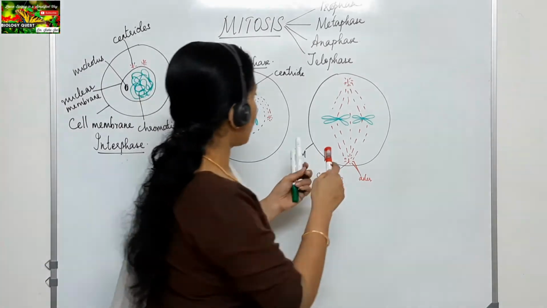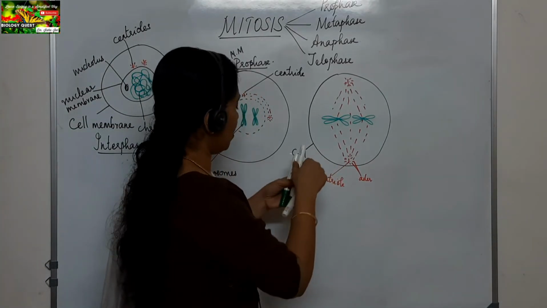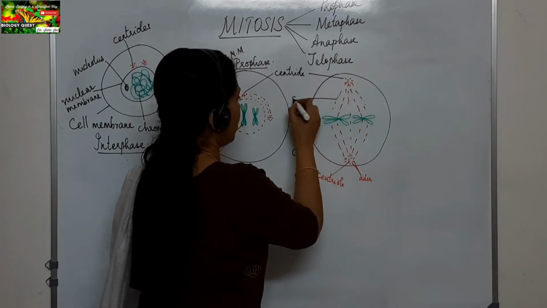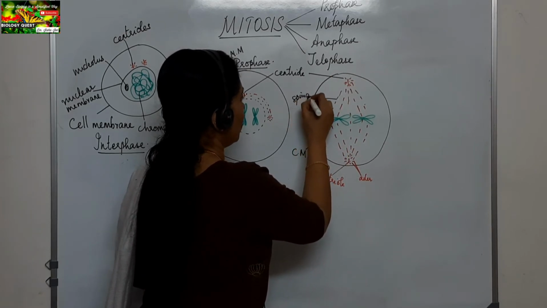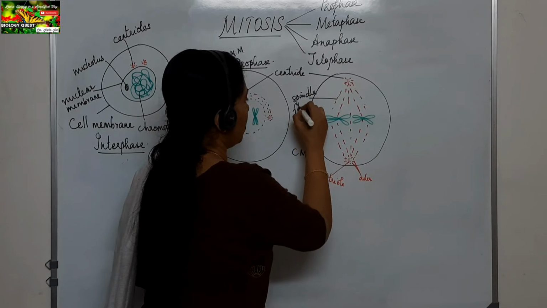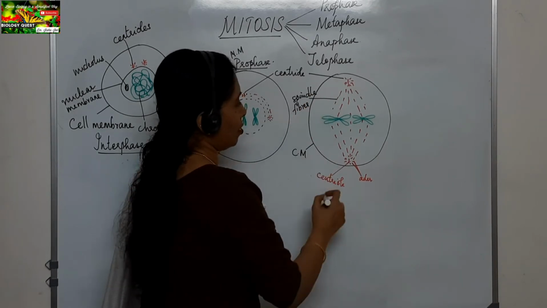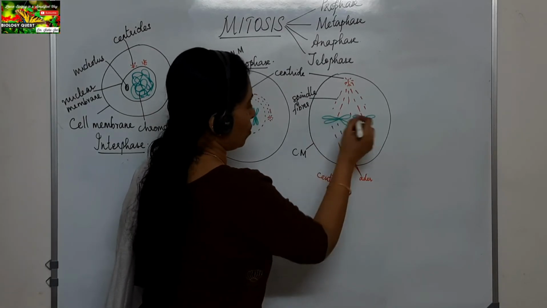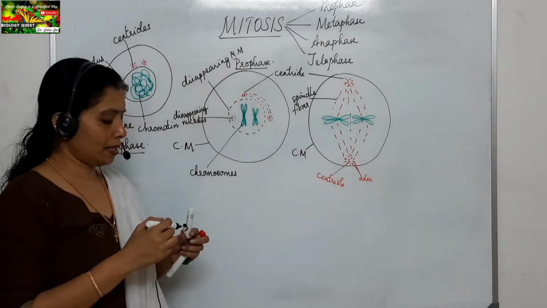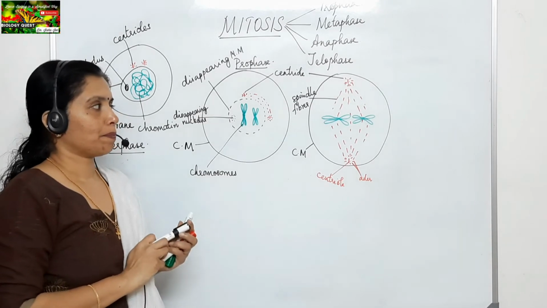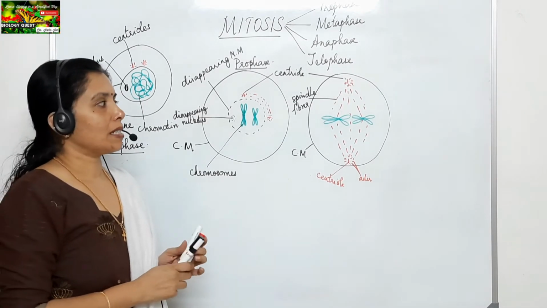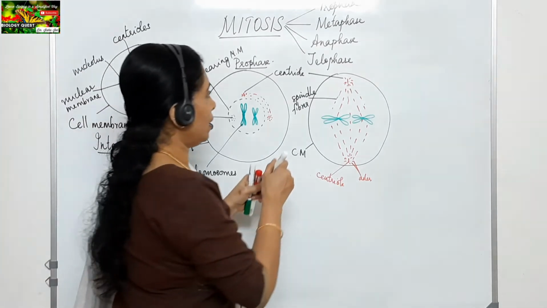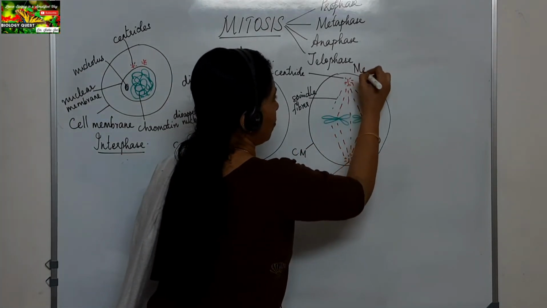So, labeling is not complete. They are the centrioles. That is the centriole there. You can label the spindle fibers, the chromosomes. These are the chromosomes. The centromere, all these can be labeled there. Okay, so that is the metaphase stage. Now moving on to the third stage.